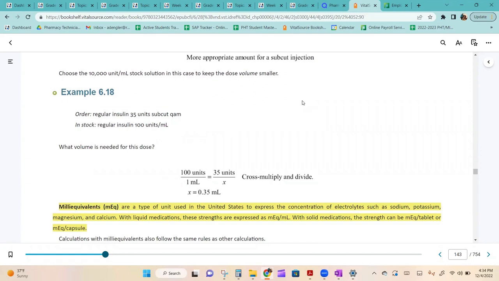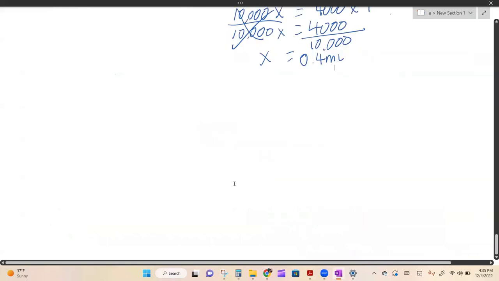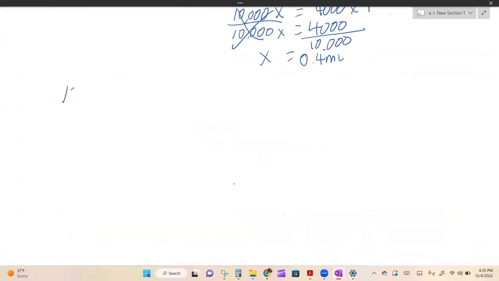Okay, so this one's insulin. Remember that insulin is 100 units per ml. That's the strength of like 95% of them. There are a couple others that are different, 200 and 500, but for now, just remember 100 units per ml, and the doctor has ordered 35 units. What volume is needed for this dose? So the doctor wants us to give them 35 units.